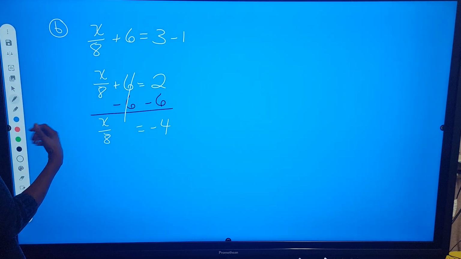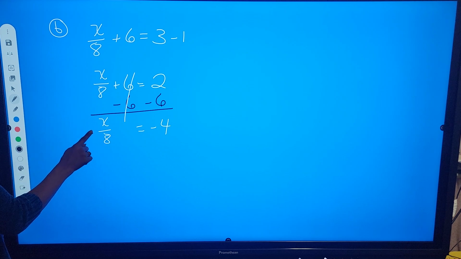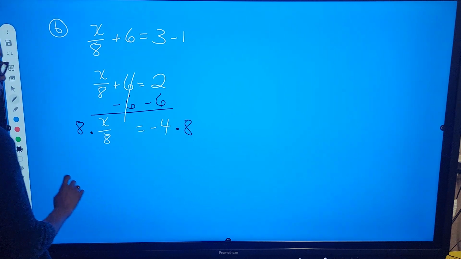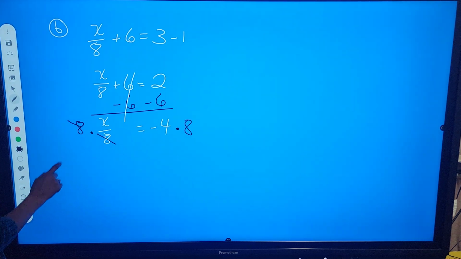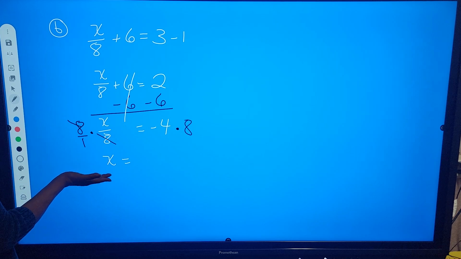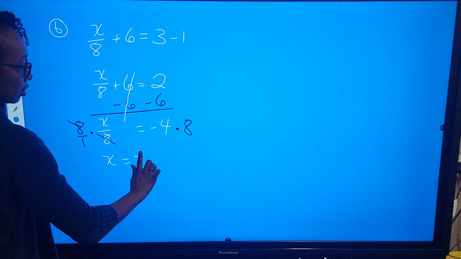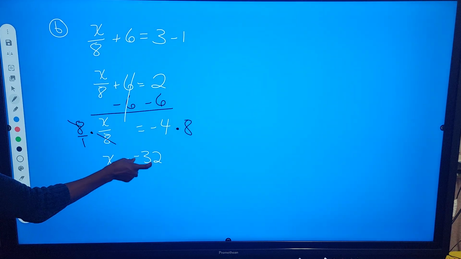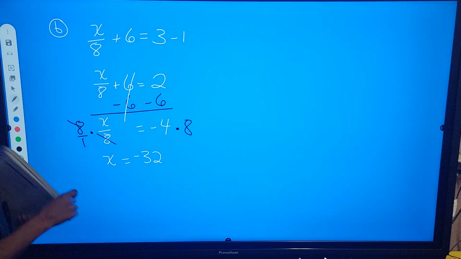Lastly, I want to use that multiplication property of equality to get just the variable. So it's x divided by 8. I know that I'm going to do the opposite. Instead of dividing by 8, we will multiply by 8. But we'll do it on both sides of the equal sign for that property of equality. The 8's would cancel because we know 8's over 1. So I'd be left with x completely isolated now. And then negative 4 times 8, negative 32. And then of course we'll go back in and we'll check by plugging in negative 32 to the original question.